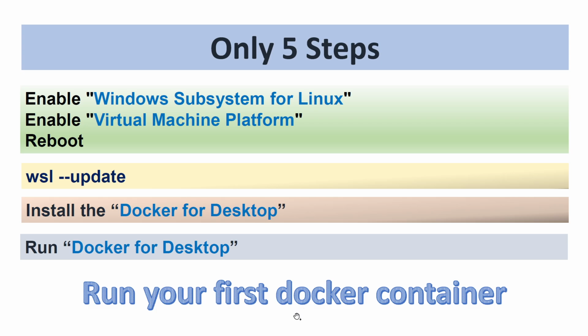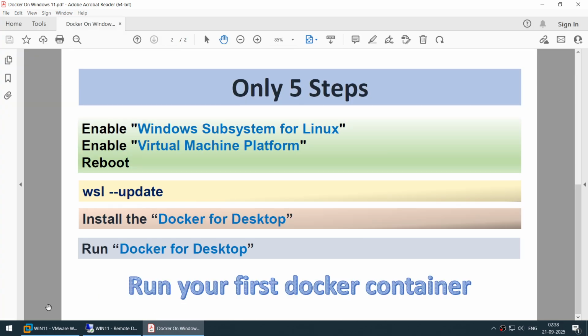So there are only 5 steps that we need to follow. We have to enable these two features. We have to update the WSL. We have to install the software. We have to run the software, and you are ready to run your Docker container. Let's begin and go through these steps one by one.